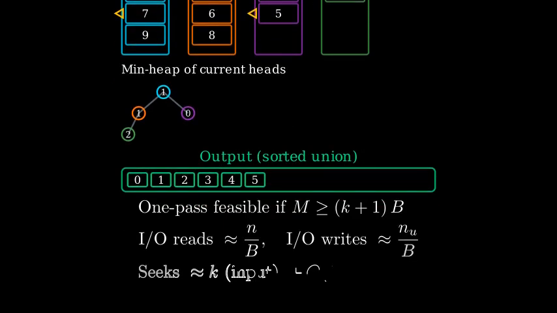Memory condition for a 1-pass k-way merge is at least k plus 1 buffers, so M must be at least (k+1)B. Input-output cost is roughly n over B block reads, and n_u over B block writes, where n_u is the number of unique outputs. Seeks are about k initial plus a small constant for the output.